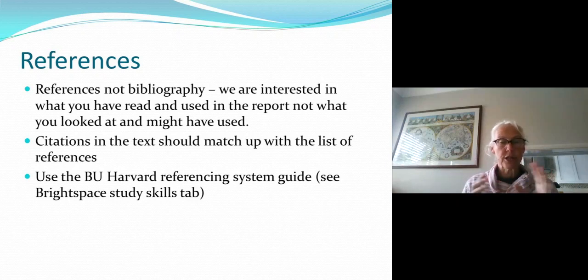So if I see a citation in the text, a reference to Brown 2016, I should find it in your reference list. And similarly, if I look at your reference list and I see Jones 2020, I should be able to find Jones 2020 in your dissertation. So use the BU Harvard Reference System Guide, and you can find this on the Brightspace Study Skills tab.